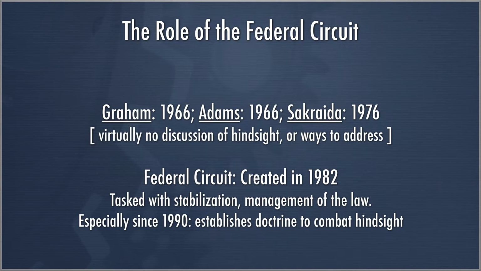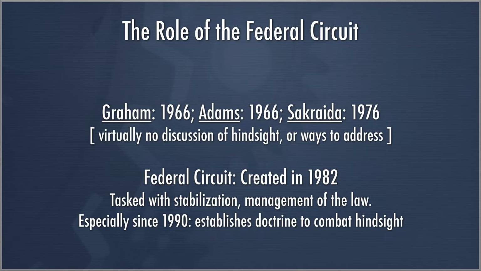So the Federal Circuit played a pretty big role in trying to develop this jurisprudence, right? The Supreme Court essentially exited the field of obviousness in 1976 with the Sakraida case. There was really no discussion in those cases of the hindsight. Graham and Adams both had this analysis of secondary considerations, but they didn't really talk about it in the context of hindsight bias, more just as an important piece of the obviousness analysis.